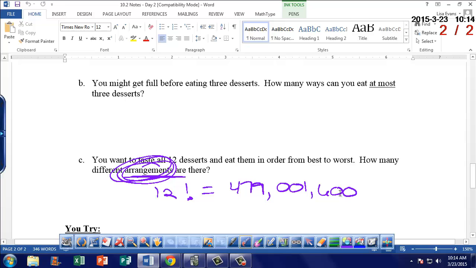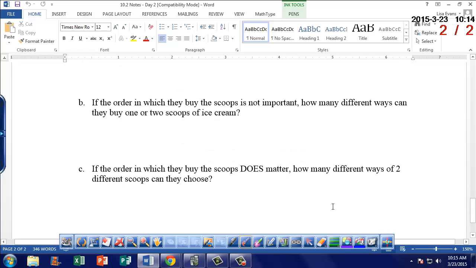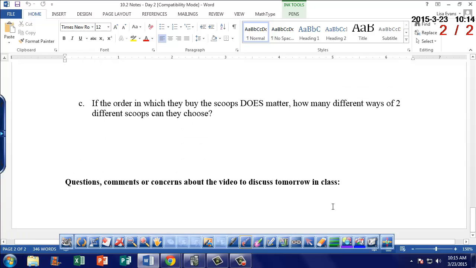Now, I expect everyone to try this on their own. I want you to look at the 2 examples that I just did and see which is comparable. I want everybody to walk in with an equation and an answer for all 3 of these parts. Any questions, comments, or concerns, go ahead and write them right at the bottom of the paper, and I will see you tomorrow in class.